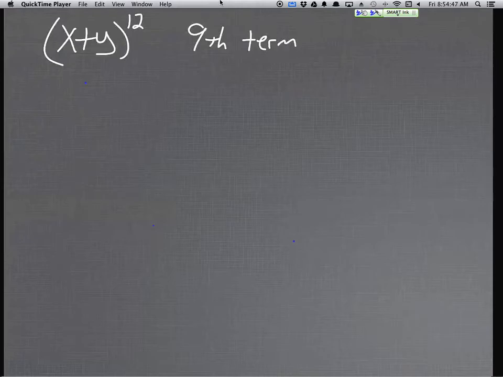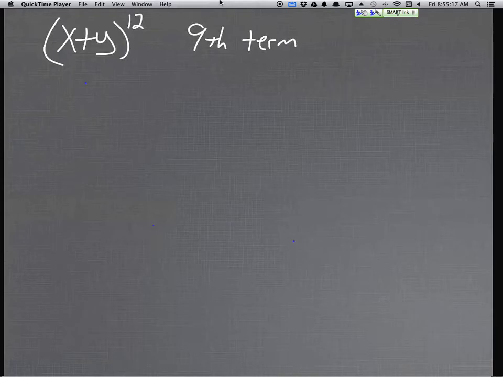So in this first problem, we have the binomial x plus y to the 12th power, and we are interested in finding the coefficient of the ninth term, if I were to expand it. Okay? So first of all, how many terms does this thing have, by the way? 13. It has 13 terms, because remember, it's always one more than your exponent. Okay? So we're interested in finding the coefficient of the ninth term.